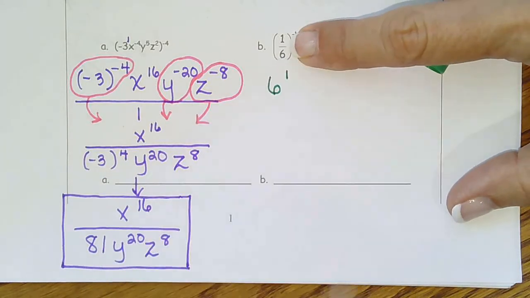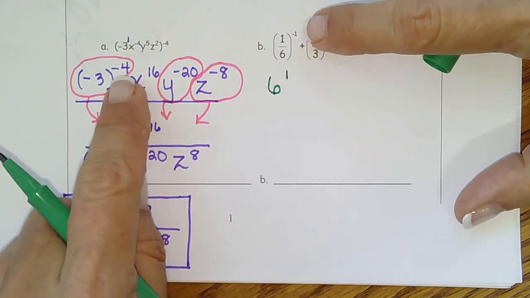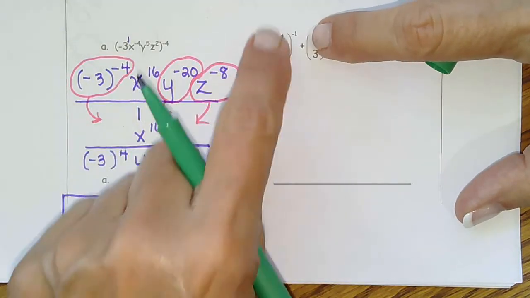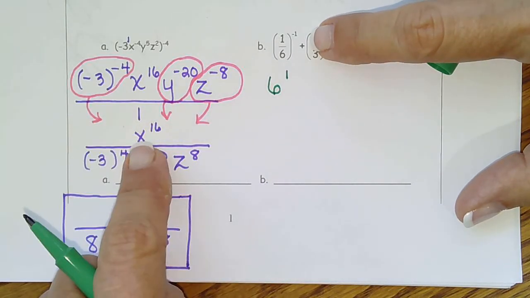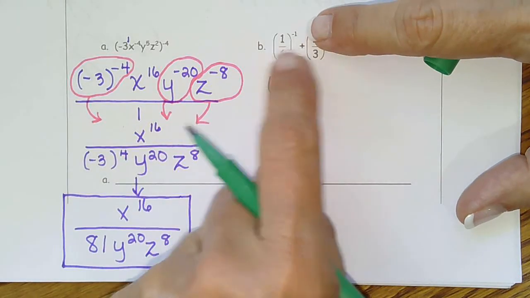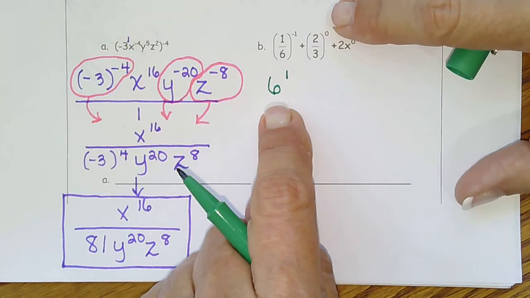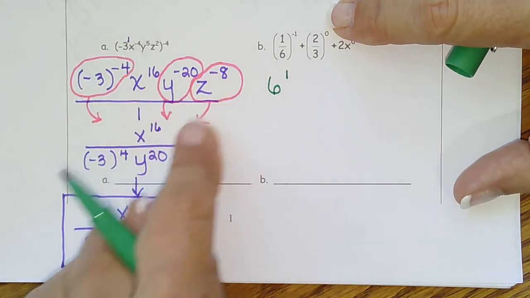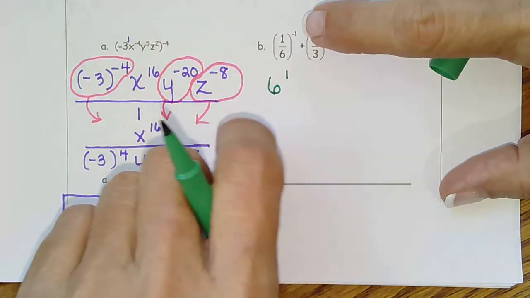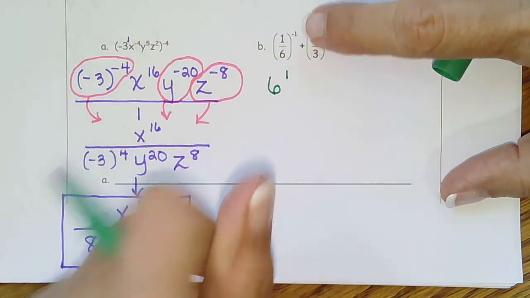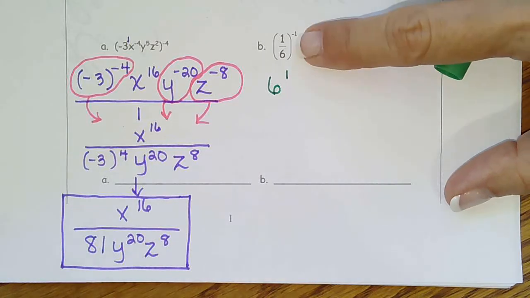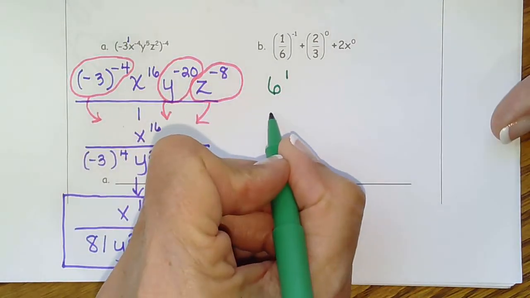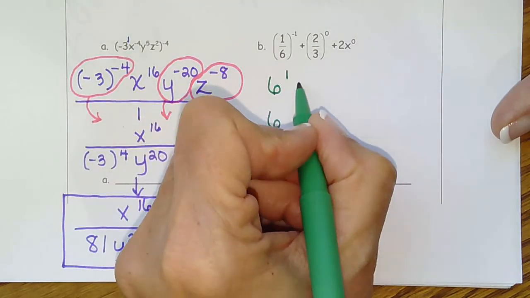But here it's already a fraction. So to make its exponent positive, rather than putting it under 1 like we did here, you flip the base. Okay, and that's really what we did here. We flipped the base, flipped the base, flipped the base, but this is a fraction. So take the reciprocal of 1/6, which is 6. That makes the exponent positive. So 6 to the 1st is 6.